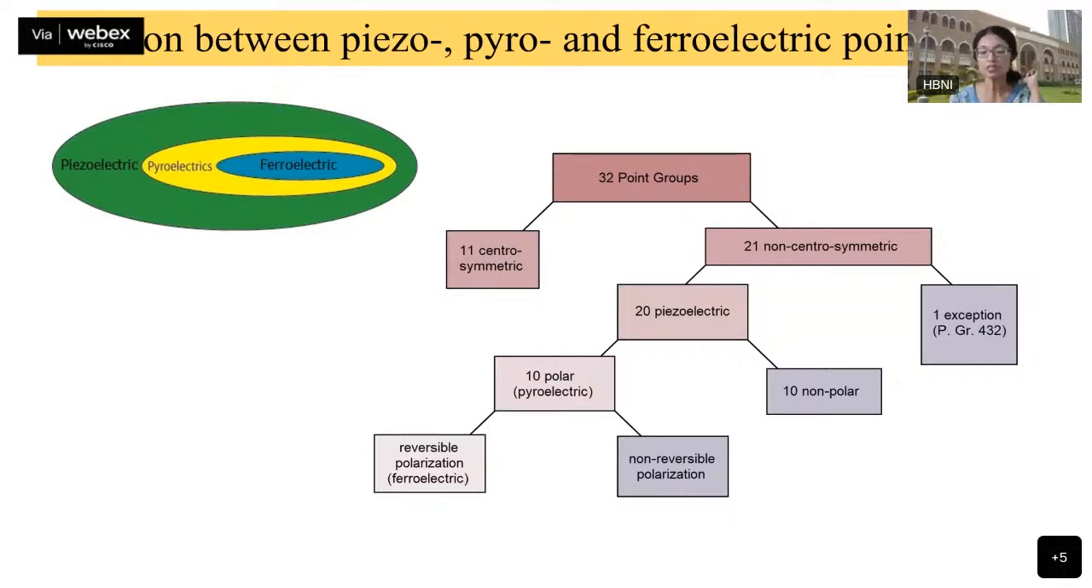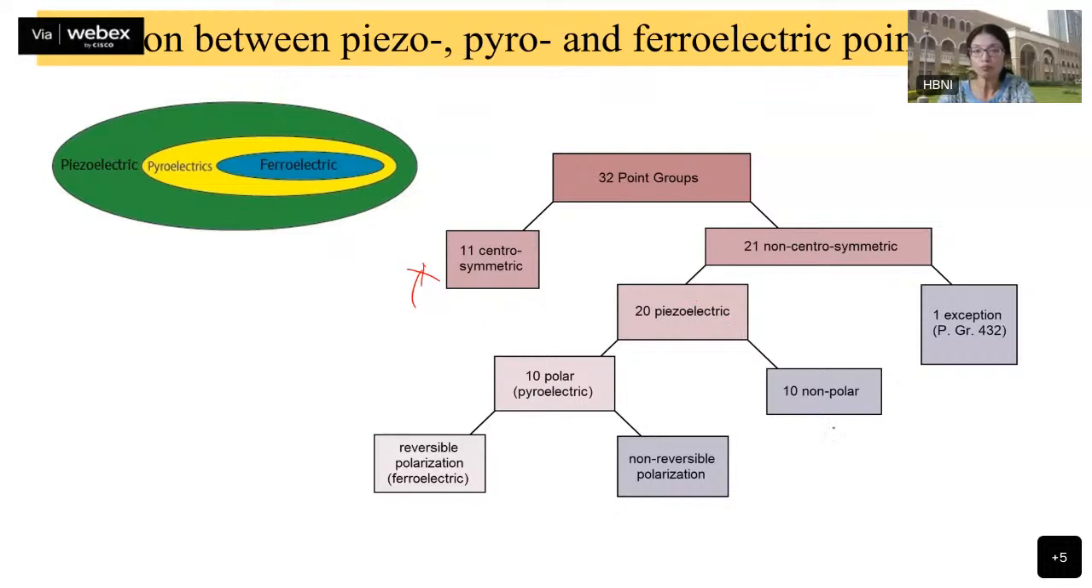Now if you look at the relation between piezo, pyro, and ferroelectric point groups, you have 32 point groups, out of which 11 are centrosymmetric, so they are anyway crossed out. These centrosymmetric ones will not show any kind of ferroelectric or piezoelectric effect. Out of the 21 non-centrosymmetric ones, there is one exception, which is point group 432, also known as the O point group. That doesn't show any kind of ferroelectricity, whereas the remaining 20 are piezoelectric.